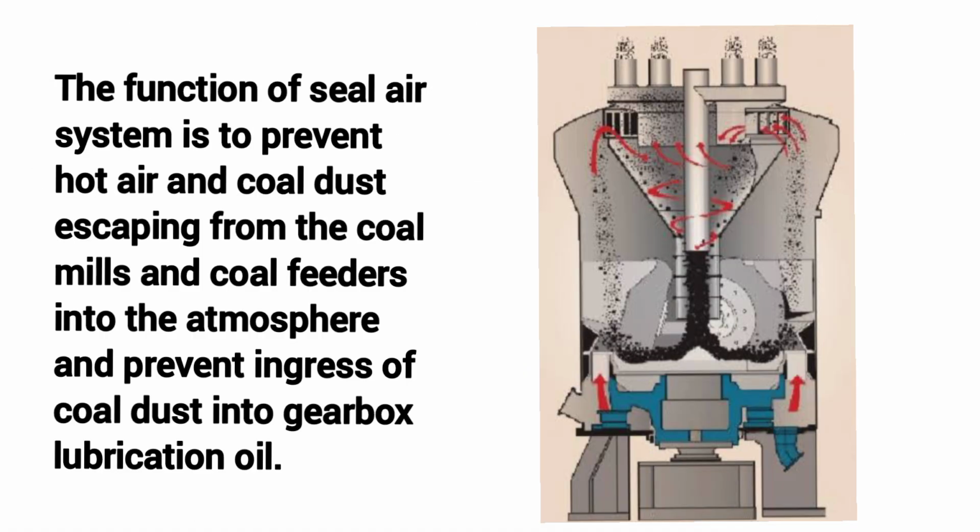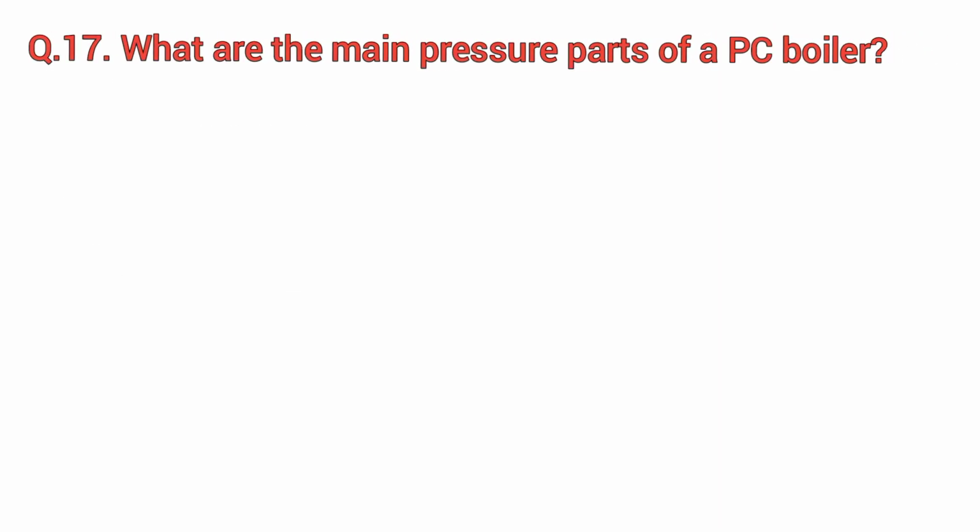The function of the seal air system is to prevent hot air and coal dust from escaping from the coal mills and coal feeders into the atmosphere, and to prevent ingress of coal dust into the gearbox lubrication oil. What are the main pressure parts of a PC boiler?